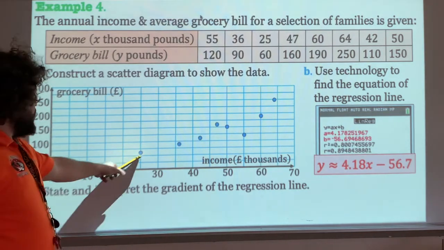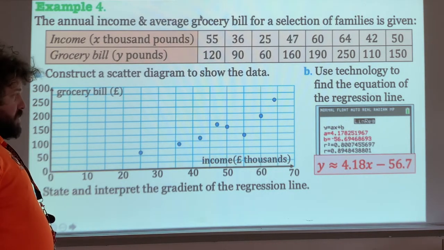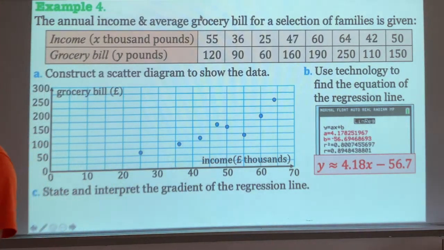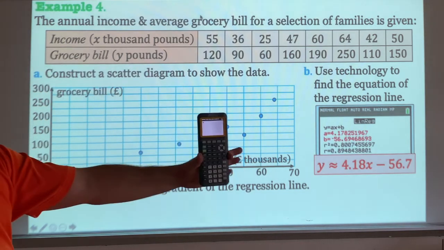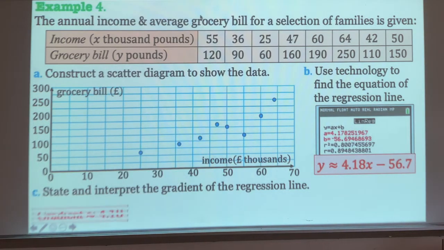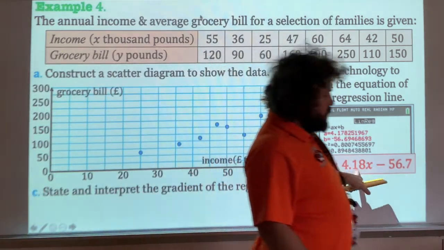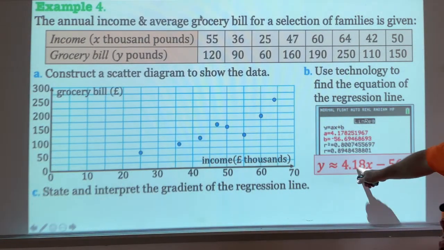If this continued down here, the intercept would be at about negative 56.7, and you're going up 4.18 over 1 the whole graph. Right? That seems pretty easy, doesn't it? Just using technology. State and interpret the gradient. The gradient is another word for slope. So the gradient is 4.18.